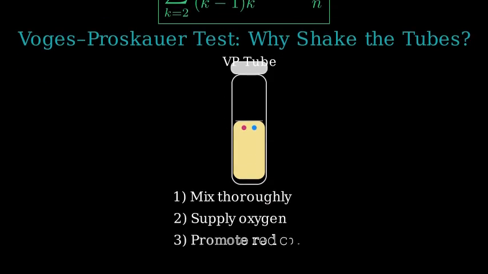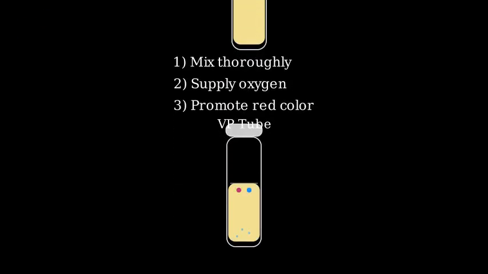Reason 1, mixing. Shaking disperses the reagents evenly with the broth and the acetoin. Reason 2, oxygen. Dissolved oxygen from the air is needed to oxidize acetoin to diacetyl. Reason 3, color development. Diacetyl reacts with guanidine in the peptone, giving the pink to red color.